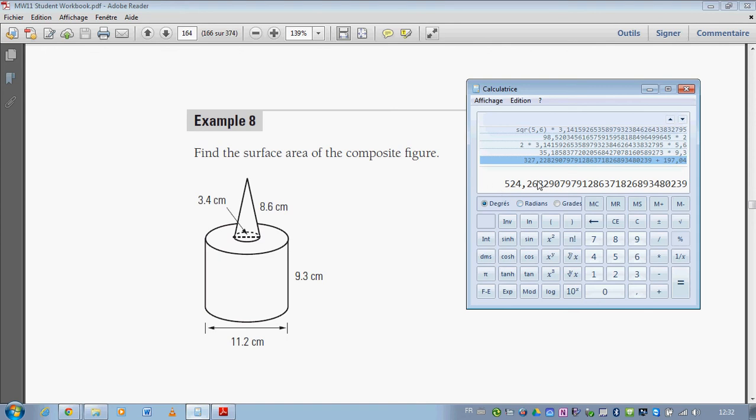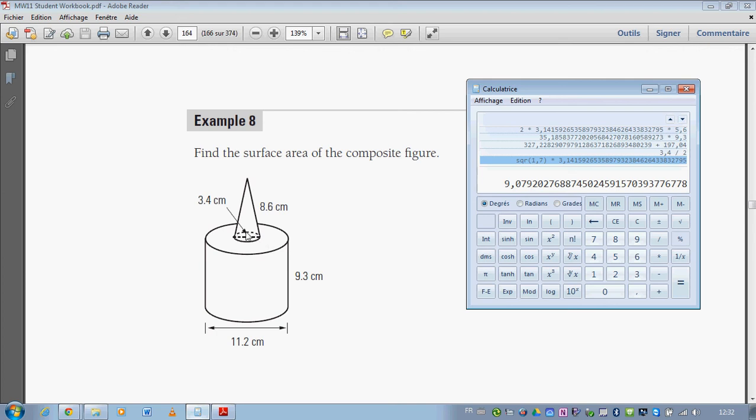So this would be the area of your cylinder if it was a standalone cylinder, but it's not. It's missing this little part right here. So I'm going to figure out what this area is and then subtract it from this. The diameter of this circle is 3.4 centimeters, so the radius of this circle is 1.7. Let's figure out the area of this little circle: 1.7 radius squared times pi gives us 9.0792.